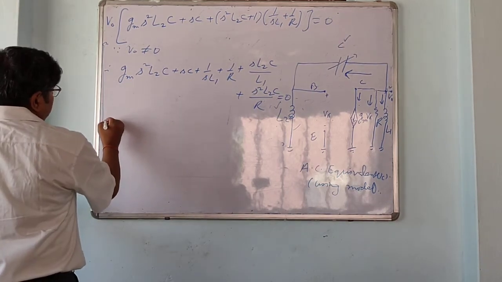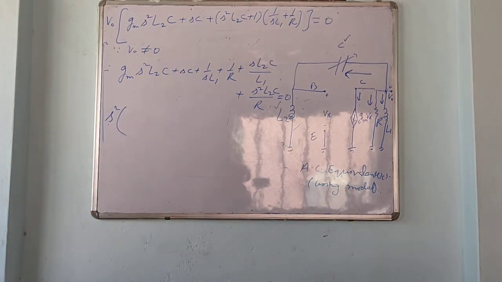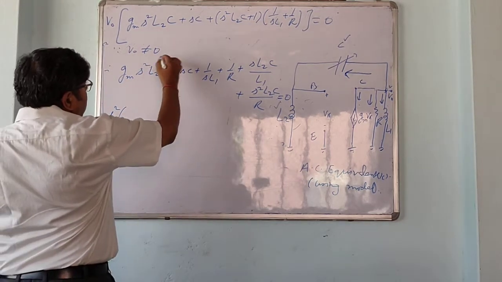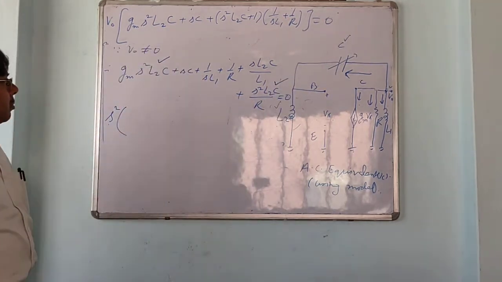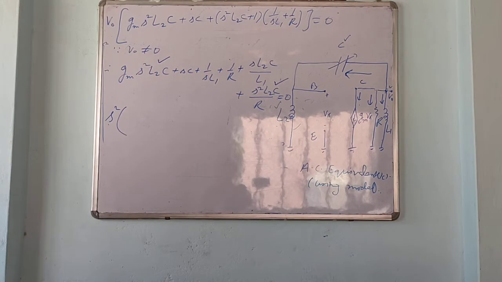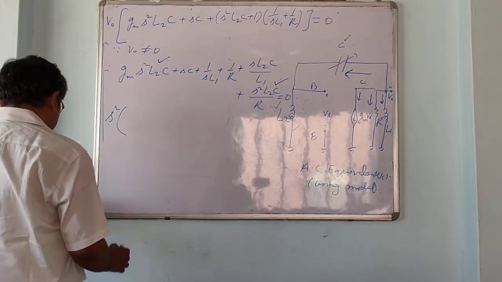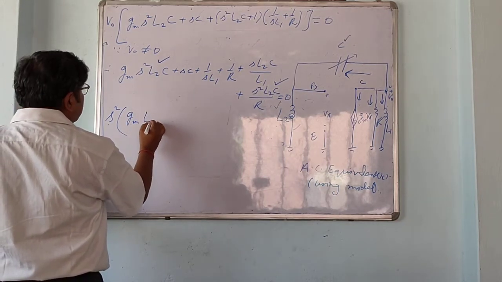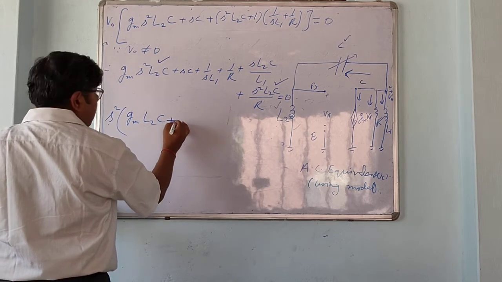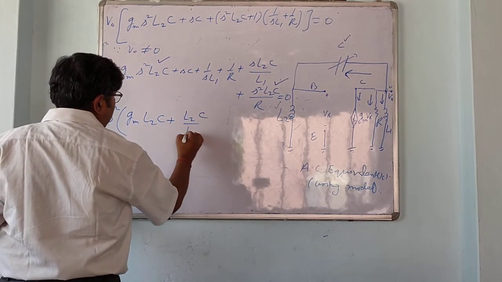Now, first the quadratic term. These terms contain S square. There are two terms containing S square, so you can separate these two terms and you have gm L2C plus, from here, L2C upon R.